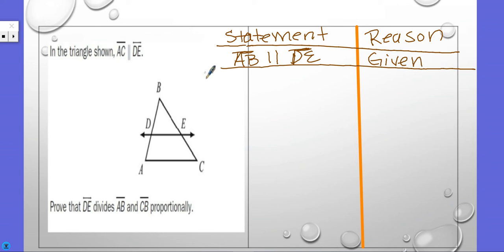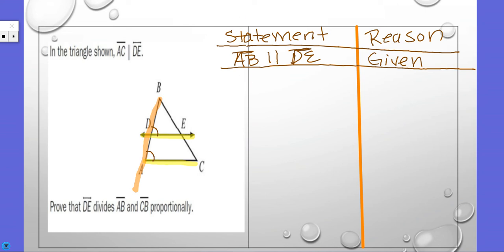Okay, so I'm going to start breaking it down little by little. Since this line is parallel to this line, I'm going to highlight what's given: AC is parallel to DE. Then there are some things that I know. This orange line I'm going to draw on this side is called a transversal. If that is a transversal, then I know that this angle is the same as this angle, and they're called corresponding angles. So that's what I'm going to write.